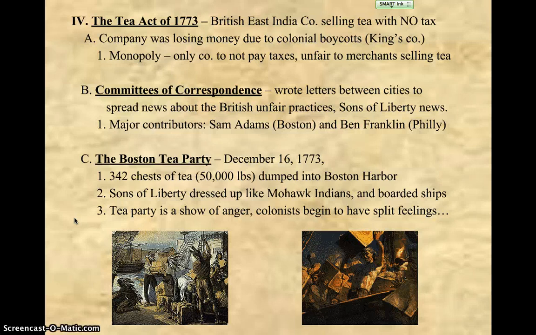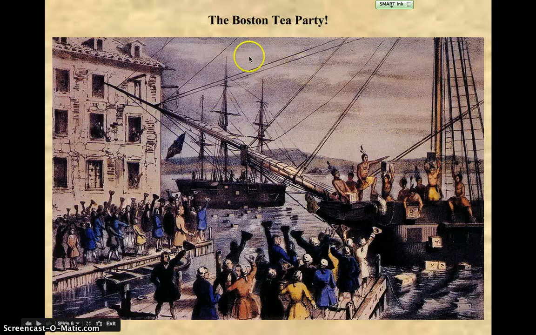And the Tea Party, again, is a show of anger that the colonists have split feelings, whether you're a loyalist or you're a patriot calling for independence, that this is coming. It's really splitting the lines now where you have people that are for the king, for what he's trying to do, and you have people totally against the king wanting to break away like the Sons of Liberty or like Sam Adams. So I leave you with the picture of the day. There again is the big celebration called the Boston Tea Party.